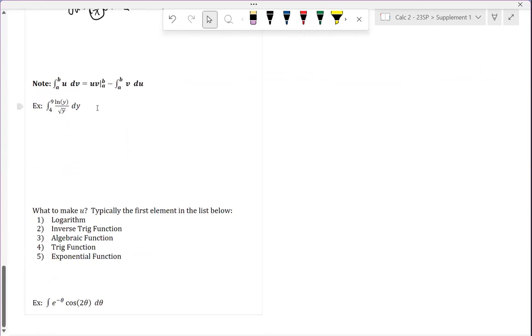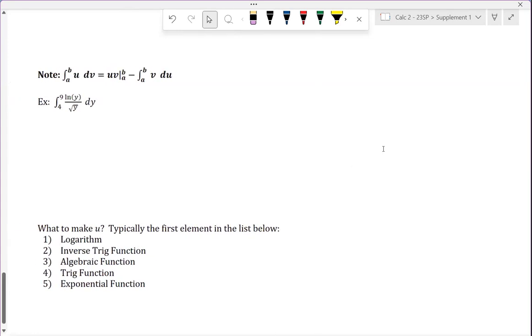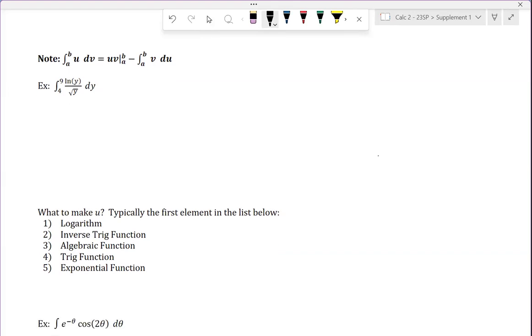Okay, what about a definite integral? Well, a definite integral works in much the same way. So we'll look at this example: integral from 4 to 9, log of y over root y dy. And like I mentioned down here, what's the typical strategy for choosing what to pick for u, choosing what we would rather differentiate than integrate? And we see logarithm right at the top of the list. Let's see if that works.